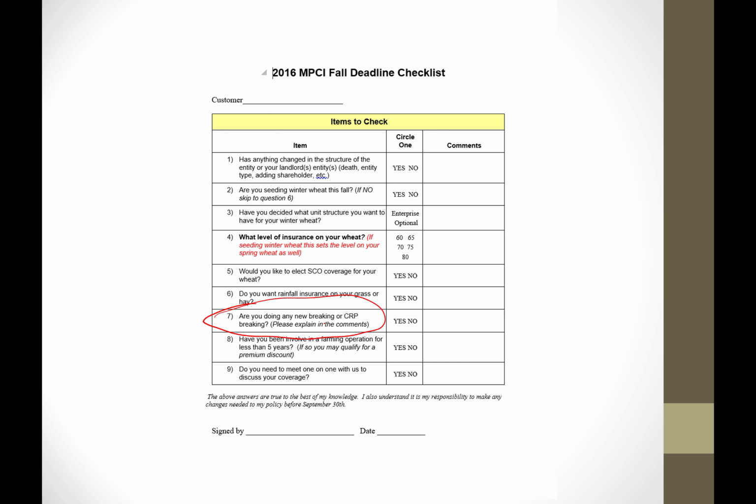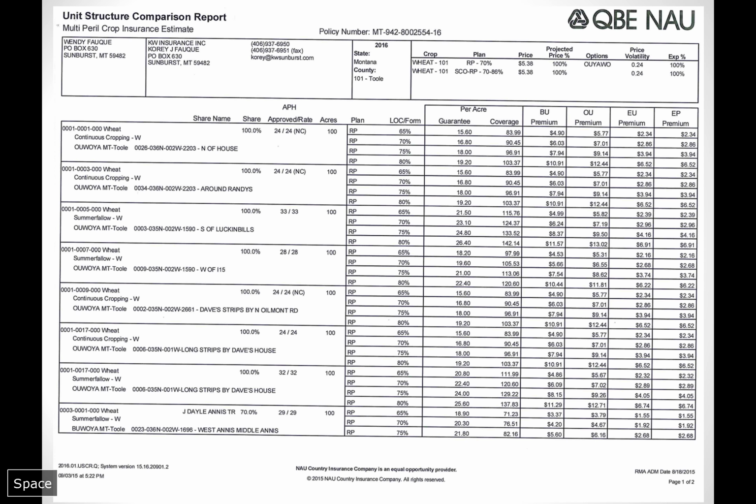And also that breakout date will help us to determine whether we need to do more paperwork to get that insured or not. If you've been involved in a farming operation for more than 5 years, if that's a no, then we can get you qualified for these beginning farmer rancher discounts. And do you need to meet with us one-on-one to discuss your coverage? If that's a yes, then we'll make sure we set up a meeting with you so we can go through some individual issues with your crop insurance.